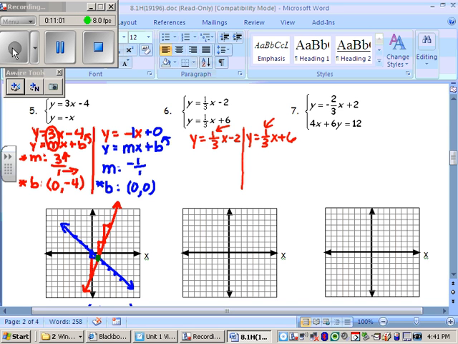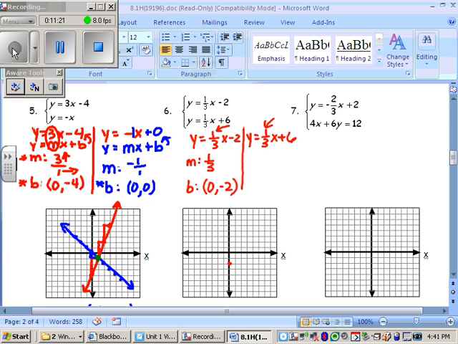Hopefully you understand that if the slopes are the same, then they should be parallel because the slopes refer to the steepness of the lines. But let's go ahead and check it out and see if it comes out to be parallel. So our slope, or our m, is 1/3, and our y-intercept is -2.